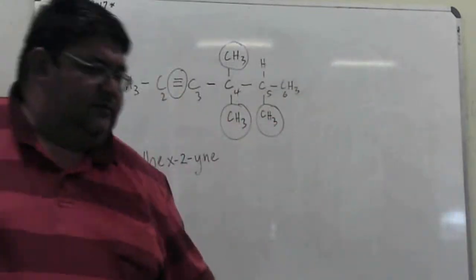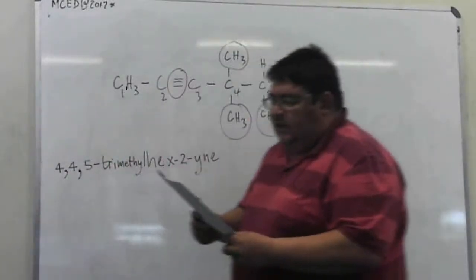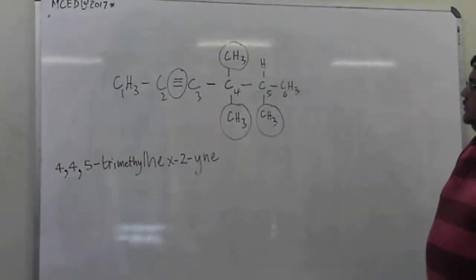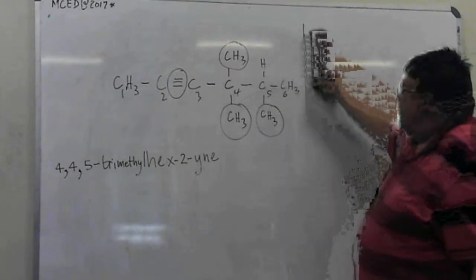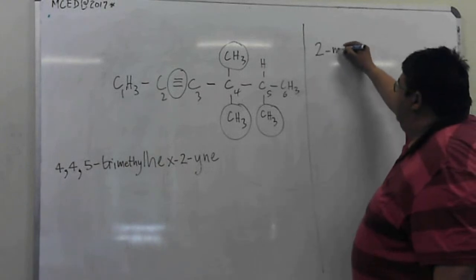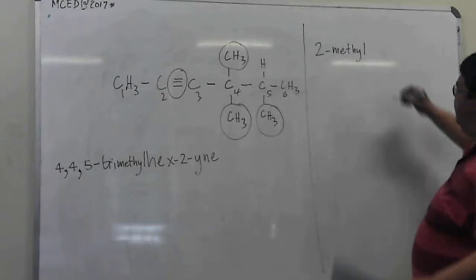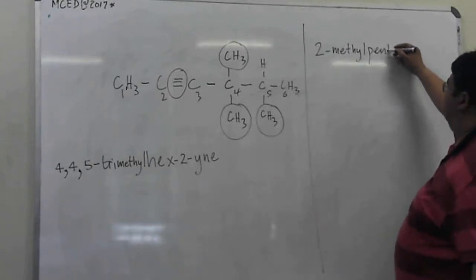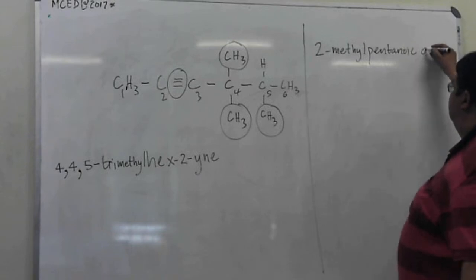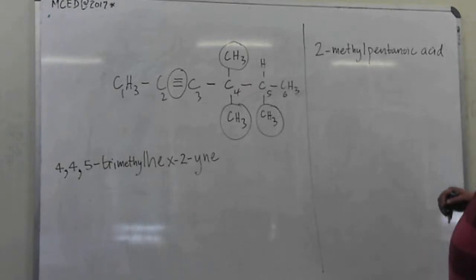The next question relates, write down the structural formula for compound C. The structural formula for compound C. I'm going to write the name down first. 2-methyl pentanoic acid. Right. This is very, very common. This particular question is very, very common in the exam.